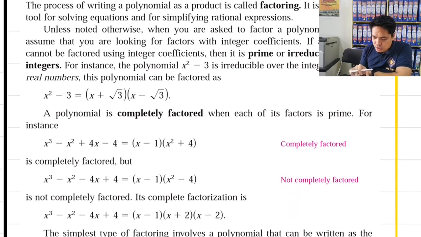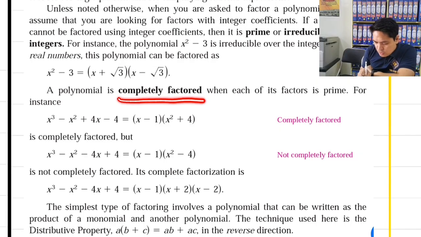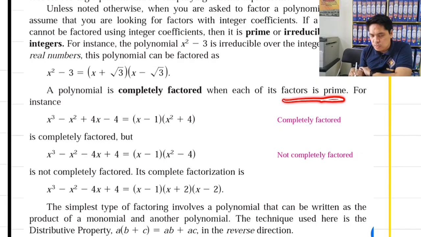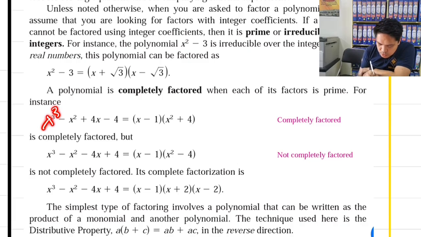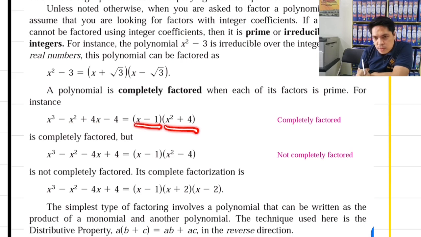So our general rule is, if we completely factor a polynomial, then the factors should be prime. For instance, we have x cubed minus x squared plus 4x minus 4. Let's not deal with how we factor this at this time, but look right away at the factors. The factors of this polynomial are x minus 1 and x squared plus 4. This particular polynomial cannot be factored anymore.